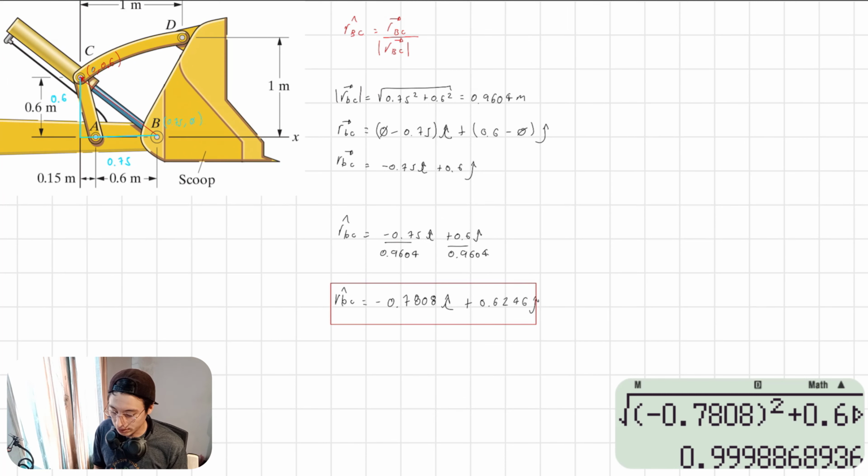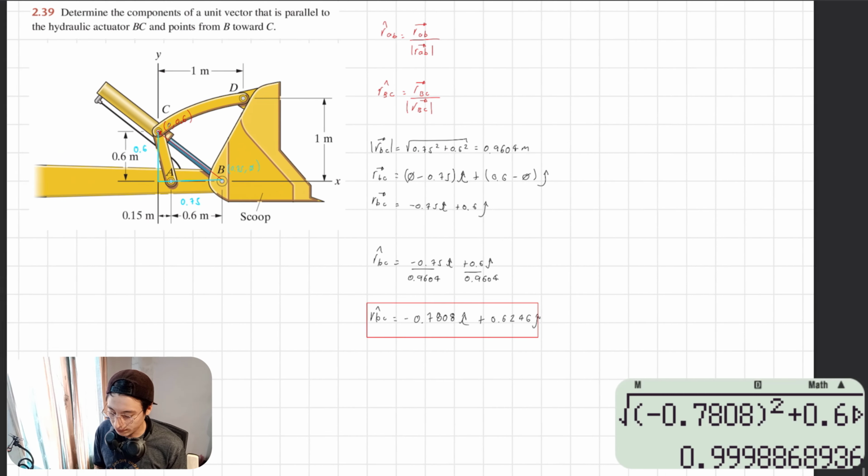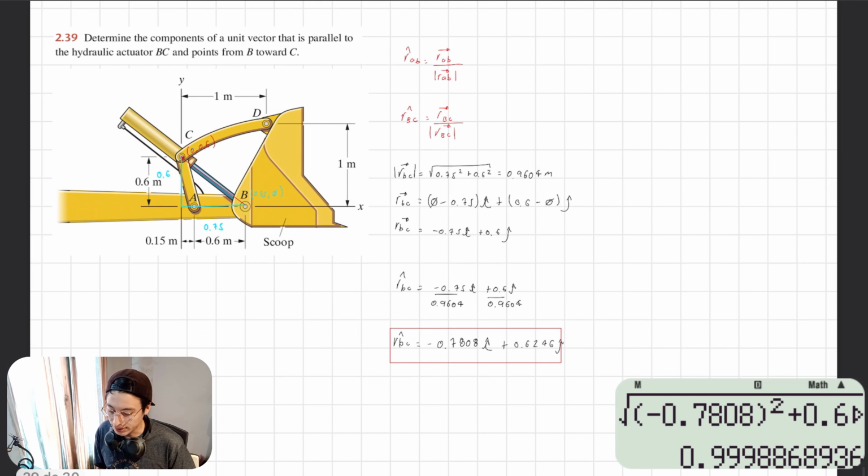Well, guys, this is all for this exercise. Basically, this is how you can solve this exercise.